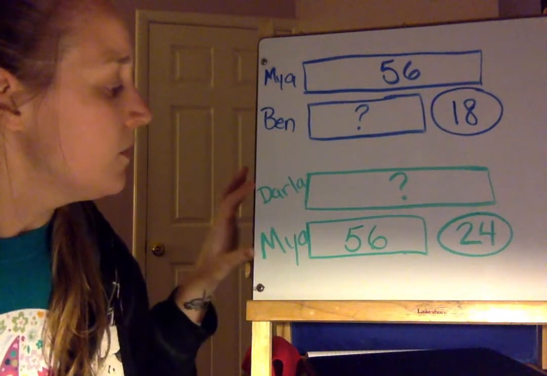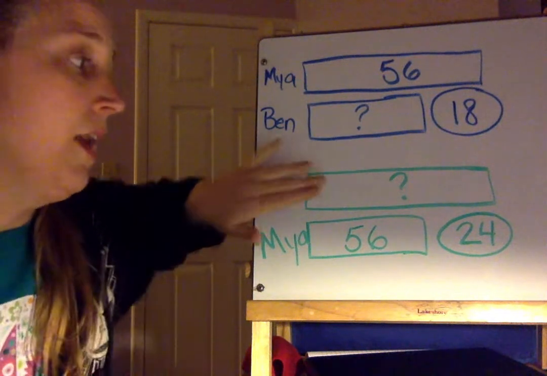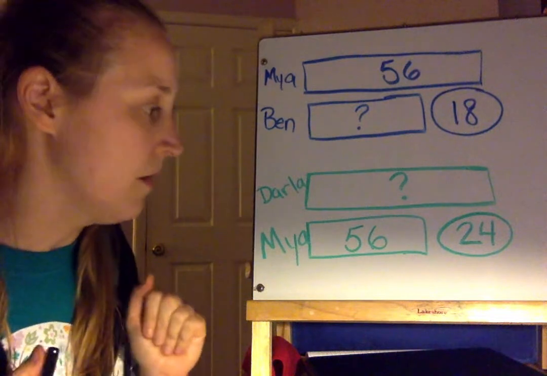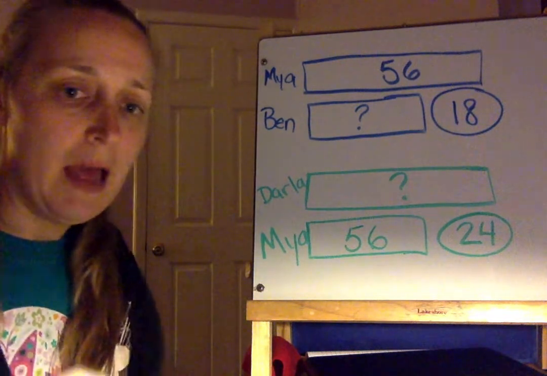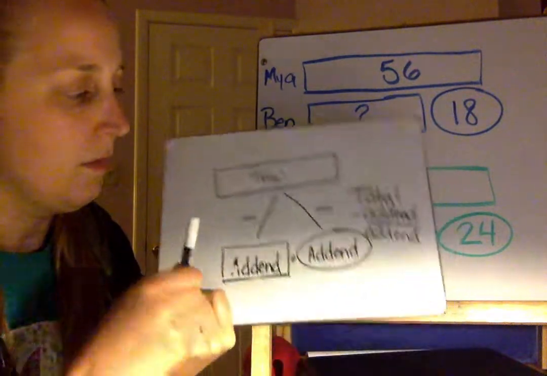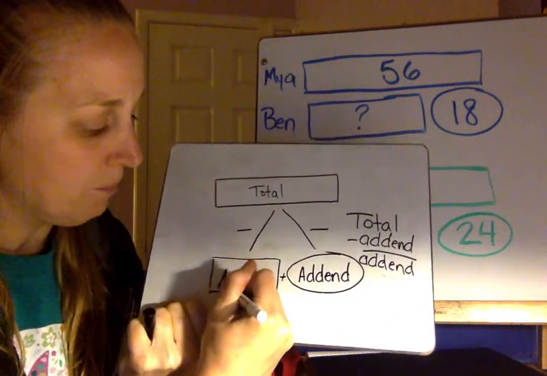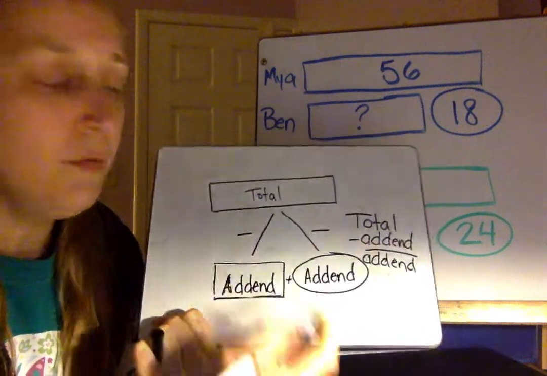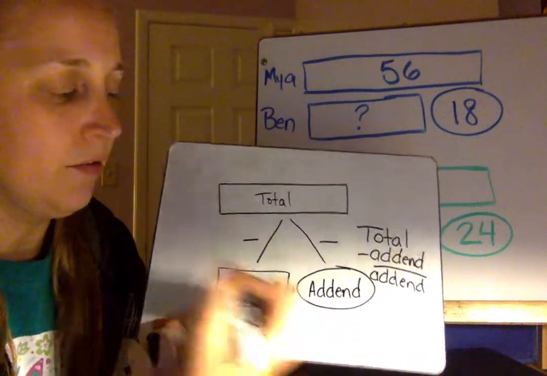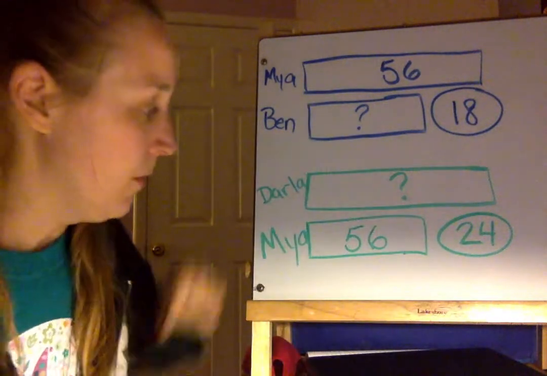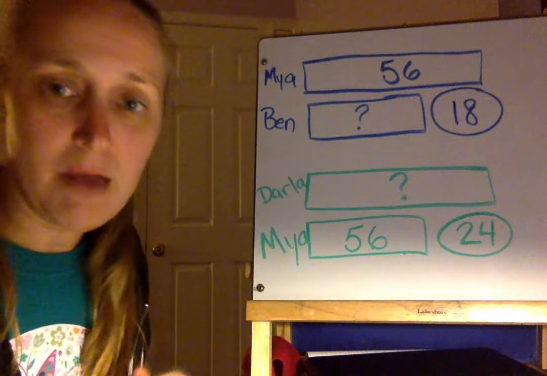Then down here, I have unknown. Darla is our unknown for this one. So since Darla is our unknown, but we do have our two add-ins, I said that, oopsie, I'm starting to erase stuff on accident. In order to get our total, we would just have to add our two add-ins together to get the total. So if I want to know what Darla has, I would add my two add-ins.